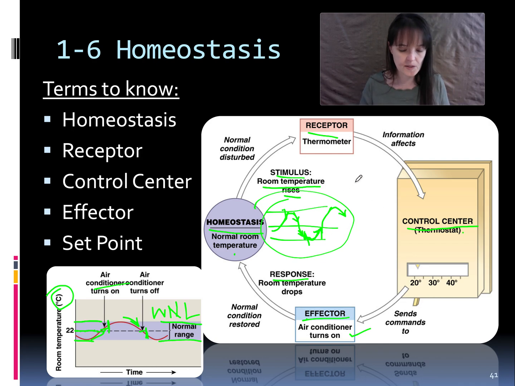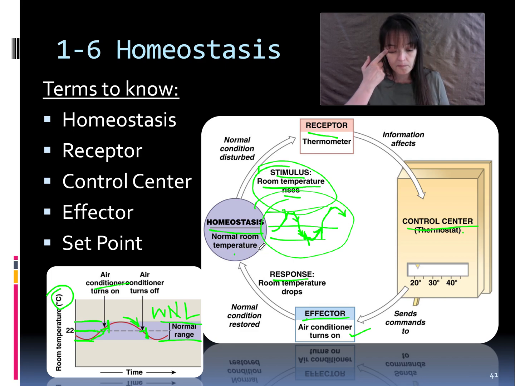But that's me. So when room temperature rises, and the stimulus is this change away from normal, away from homeostasis, negative feedback's response is to make it go down. So it's too far up, you make it go down. Too far down, you make it go up. And this will be the same in any negative feedback situation.